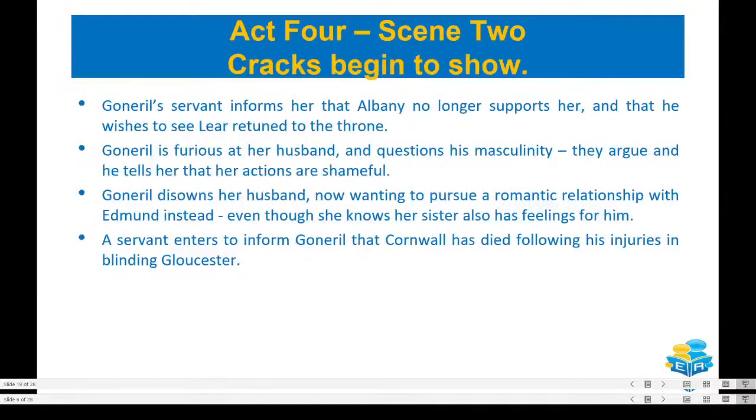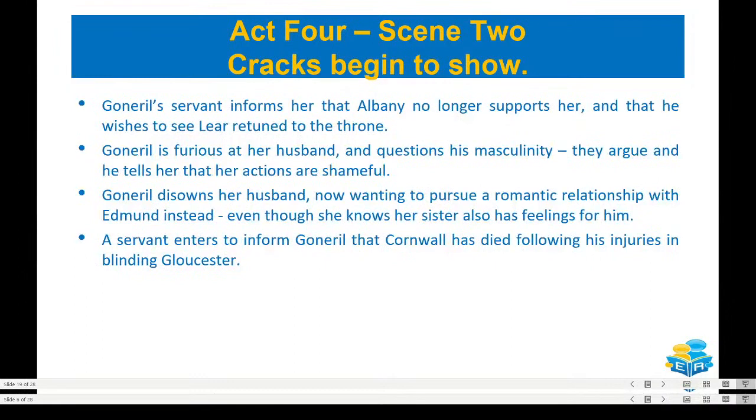Okay? So, cracks begin to show. Act 4, Scene 2, why is it important? Because up to this point, the idea was evil, evil, evil. Evil is in charge. Those that are good are kept away, they're hidden, they're outcasts. But now you start to see cracks beginning to show. Goneril's servant informs her that Albany, the husband, no longer supports her, so he's a good guy. Albany's a goodie, okay?